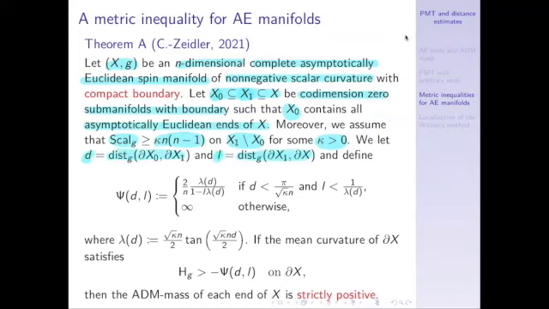Now define the number ψ depending on D and L, using the following formula. Okay, so in other words, it is this expression if D is more than this number and L is more than this number, or infinity otherwise. Λ of D is, well, this expression. Now, if the mean curvature of the boundary of X satisfies the following inequality, so it's greater than minus this number ψ, then the ADM mass of each end is strictly positive.